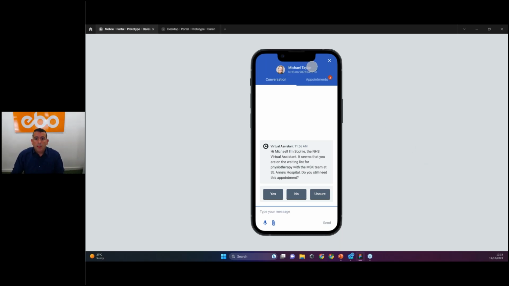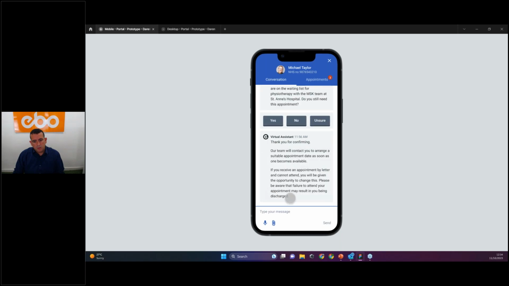So over here, Michael Taylor has been identified. We'll show something simple like an NHS number if that is appropriate. This is configurable. And we're showing two tabs. There's a tab with the conversation, and we could easily have another tab which shows any appointments that that particular patient has. So we've come in here and it's asked a simple question. It seems like you're on the waiting list. Do you still need the appointment? You could say yes at that stage. Okay, it says thank you for confirming.